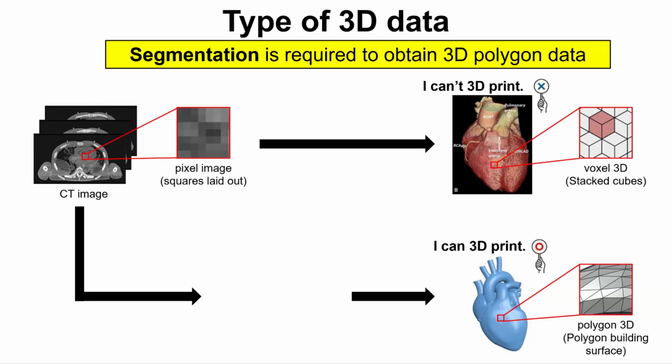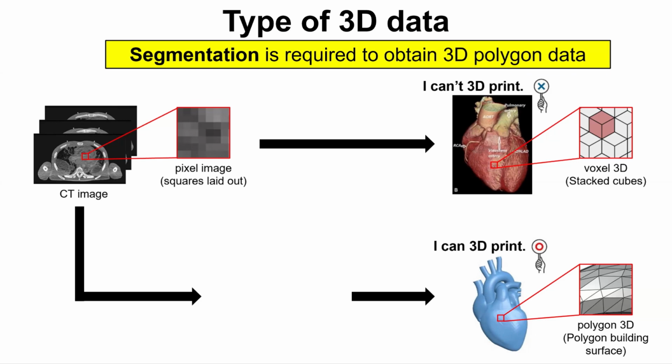There is another type of 3D data called polygon 3D that can be printed in 3D. Polygon 3D is also called a surface model, and it is a structure whose surface is constructed. That surface is made up of polygon mesh faces. Typically, these are triangles, and the surface of this three-dimensional structure is constructed from a large number of these small triangular surfaces. That is polygon 3D. And because the surface of this three-dimensional object is properly defined, it can be 3D printed.